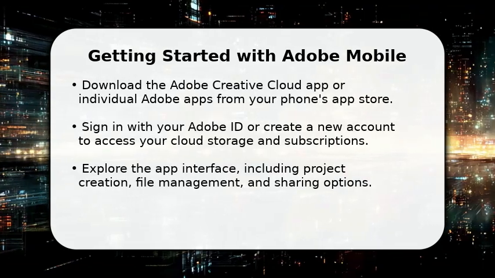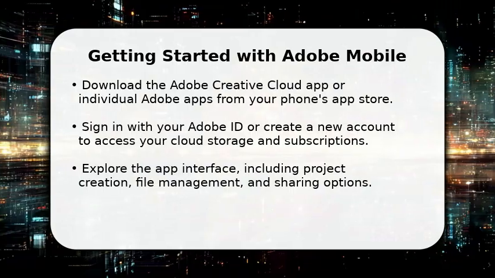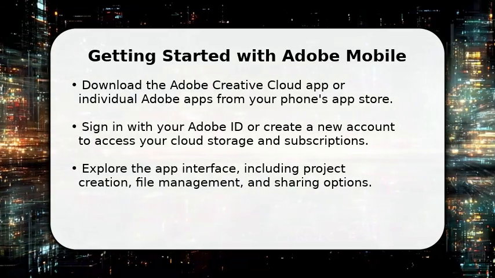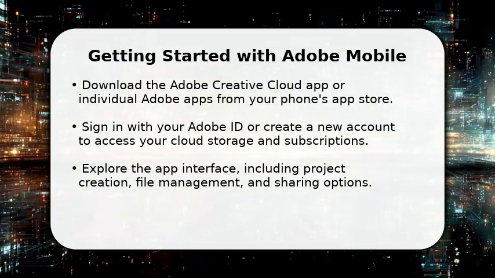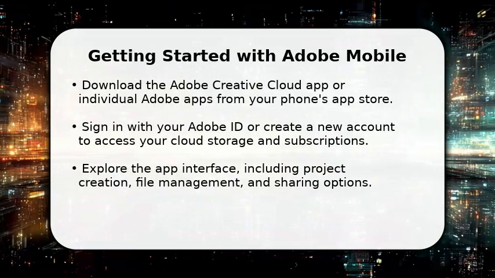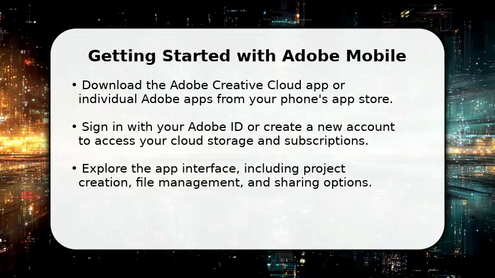Enjoy the video. In this video, I will explain how to use Adobe on your phone. First, head to your phone's App Store and download the Adobe Creative Cloud app, or specific apps like Photoshop Express or Lightroom Mobile. Once installed, sign in with your Adobe ID. This gives you access to all your cloud files and subscriptions.